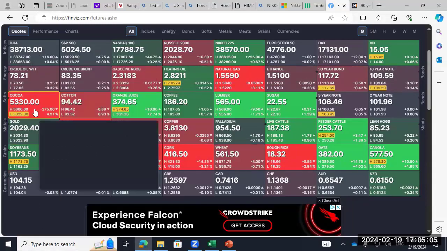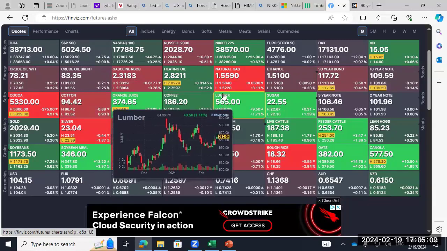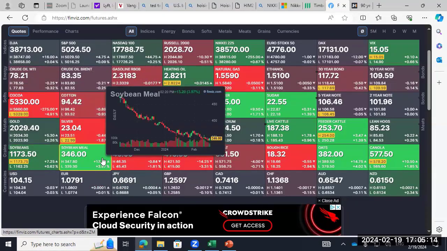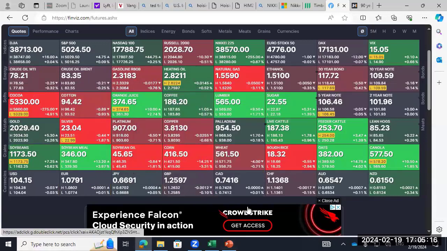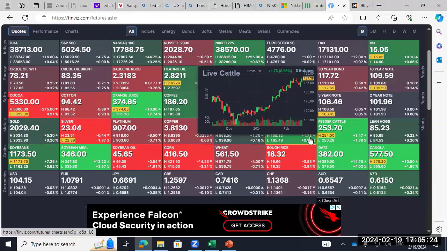Then you get into agriculture: cocoa, cotton, orange juice, coffee, lumber, there's your timber, sugar, soybeans, soybean meal, corn, wheat, rough rice, oats, canola, feeder cattle, lean hogs, live cattle. We do a lot of live cattle in Costa Rica in our microloans.